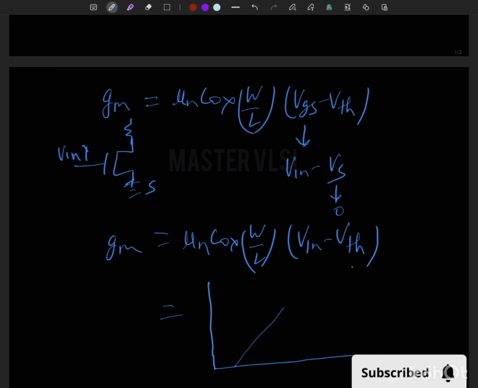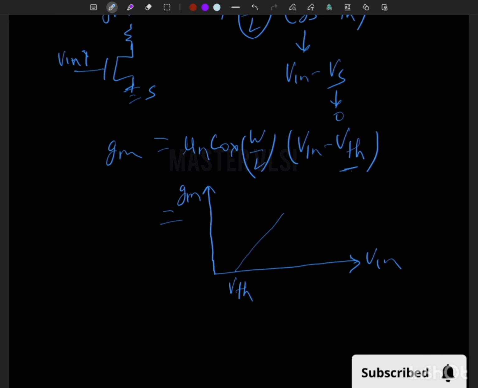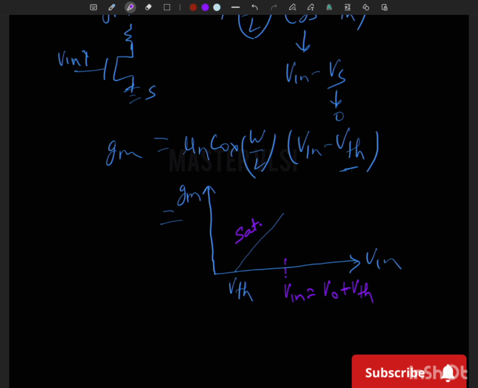It will start from VTH, because Vin should be greater than VTH, then only this will turn on, and after turning on it will reach saturation and GM will increase linearly with respect to Vin, but only up to a certain value of Vin, because after some value of Vin this will reach the triode region. Up to this it is in saturation, but after the value of Vin which is equal to Vout plus VTH, when Vin is higher than Vout by more than the VTH value, it will reach the triode region, and in that region GM will fall like this.